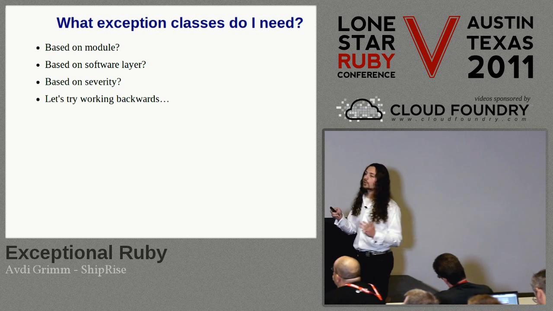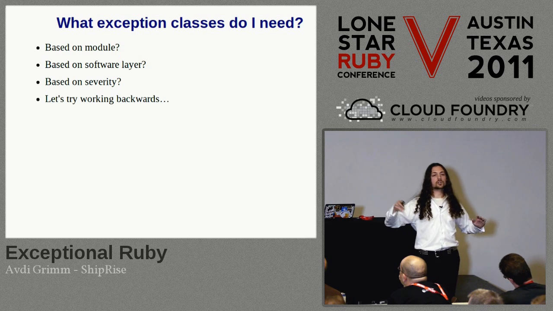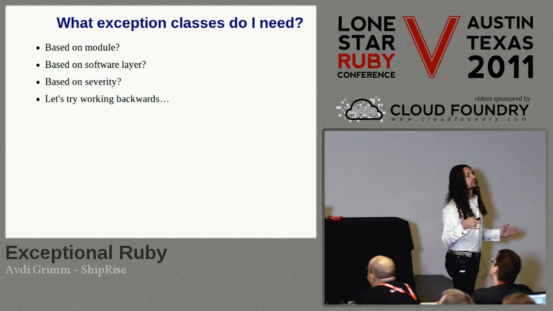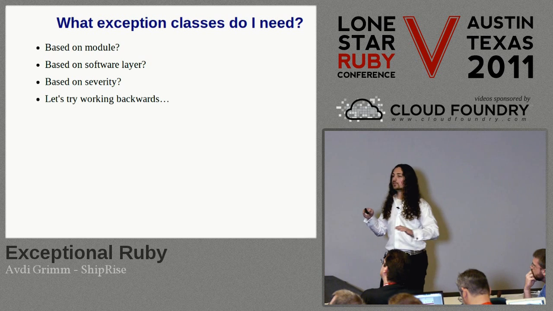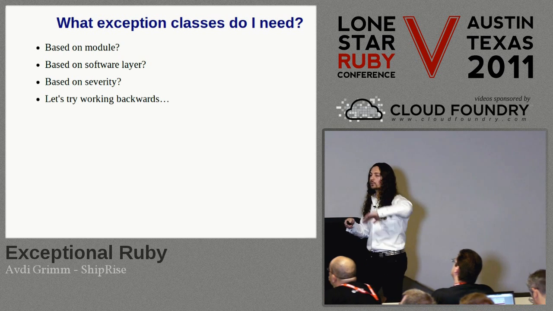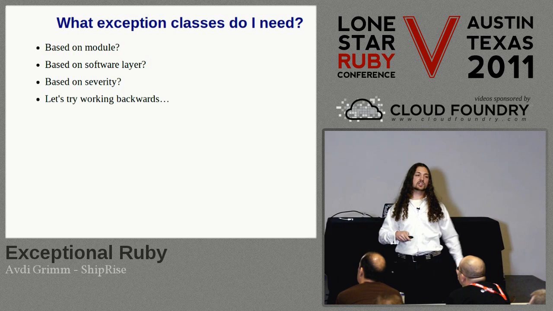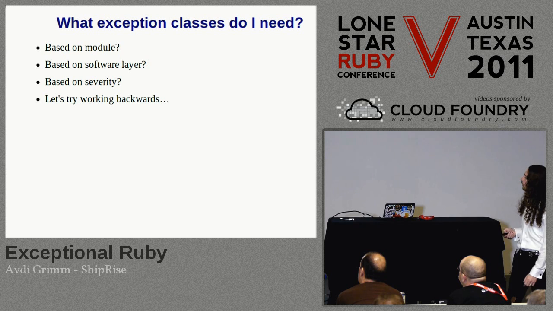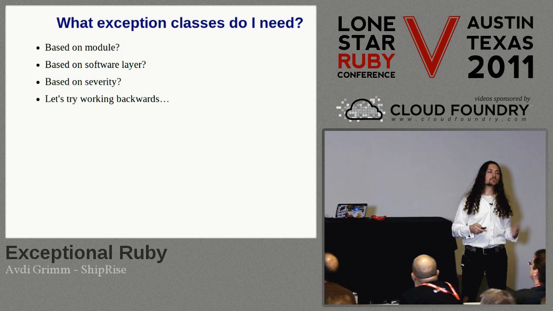You could have different exceptions by module of code. Different subsystems have different exceptions. You could have different exceptions based on the strata of the code, low-level exceptions and high-level exceptions. You can even do exceptions based on severity, if you wanted to, and all these have different merits.